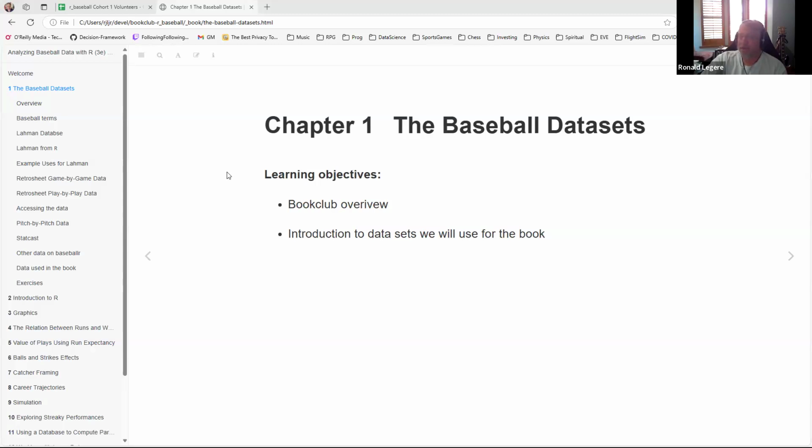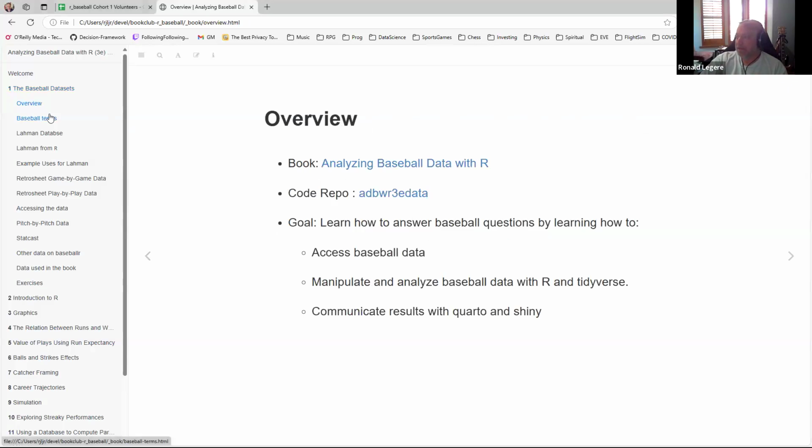Anyway, this is chapter one. This chapter is intended, first of all, to give an introduction to the topic, but also to go over at a high level what the different data sets are, or some of the data sets that are available to us that will be used in this book. That was my take on it. So we did a little book club overview. Now we'll talk about the data sets.